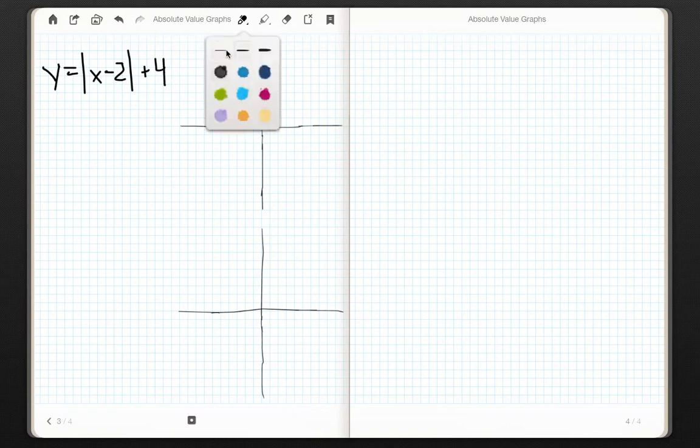So let's draw in that starting point. We go 4 up from the x-axis. So that will be this line right here. This line is y equals 4. So that is where we're going to be starting our graph. And now that we did that, we got the plus 4 out of the way. Let's just look at this.